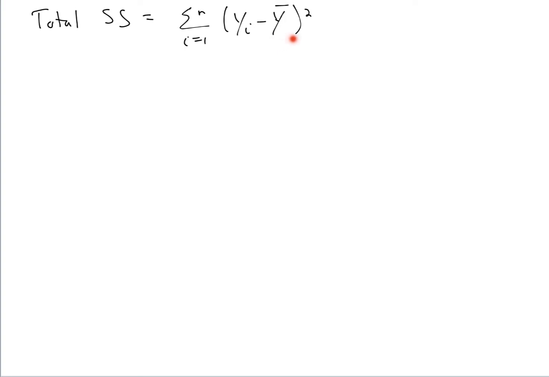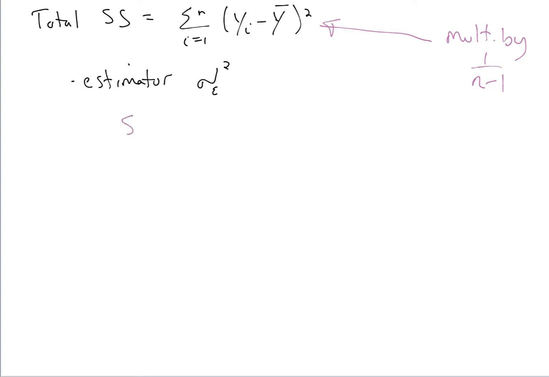And we can think of this as an estimator of sigma epsilon squared, which was the variance of the noise terms. And we can think of that by considering what would happen if we multiplied by 1 over n minus 1. That's the sample variance of the yi's, which we would call sy squared.